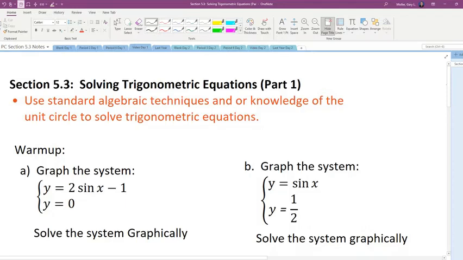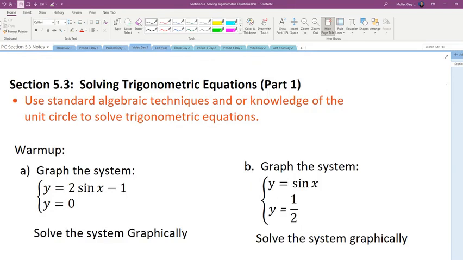All right, in this lesson, we're going to be starting section 5.3, which is on solving trigonometric equations. We're going to break this into two parts. The first part we'll probably spend a couple of days on its own. So we're going to be doing this for the better part of a week before we move past it and expect you to be an expert.